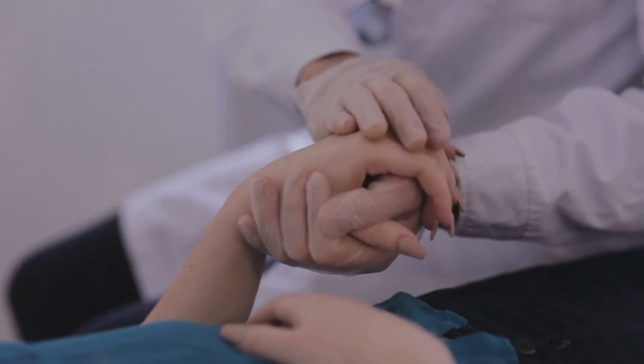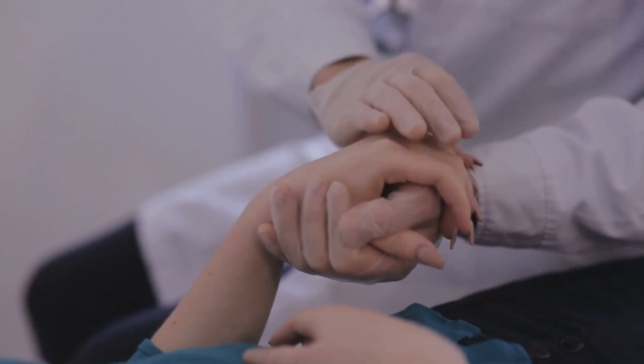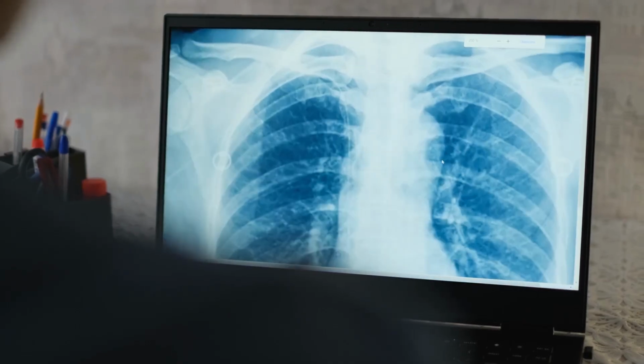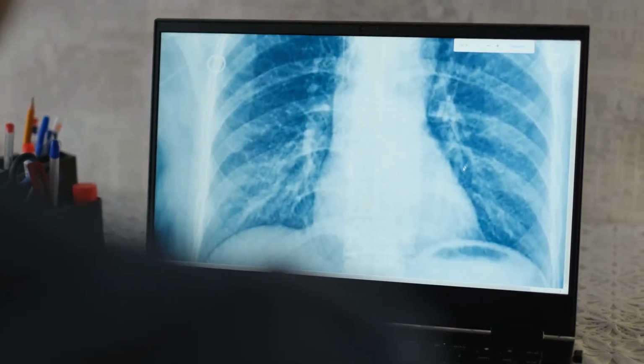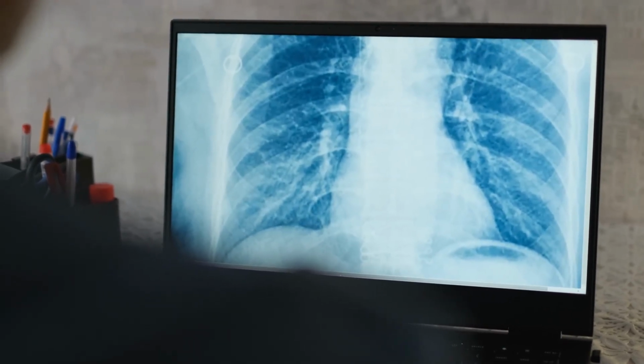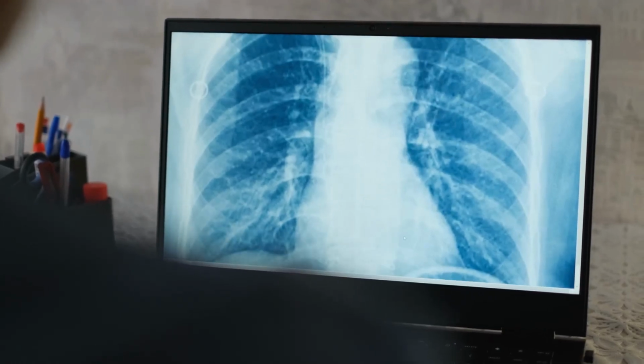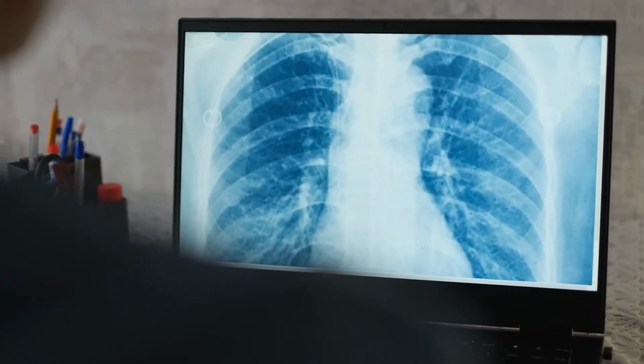The third lens is your assessment. This is your hands-on physical examination. If the patient tells you they are short of breath, your assessment is what happens next. Are you hearing crackles, which might suggest fluid? Or are you hearing wheezes, suggesting bronchospasm?